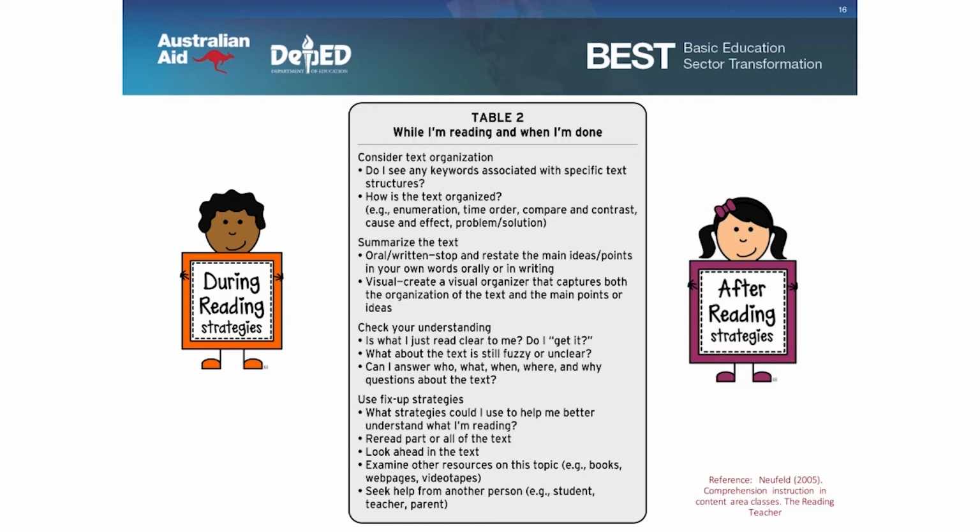Okay. And then fix up strategies. Did you understand what you read? Well, let's try. Can you reread with your partner? Ano yung parts na hindi nyo naintindihan? Can you explain to each other? Okay. Maybe a bit noisy, but at least you're checking for understanding. Seek help from another person in the class.